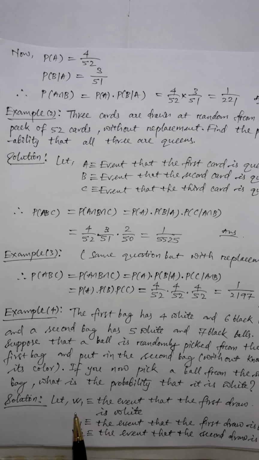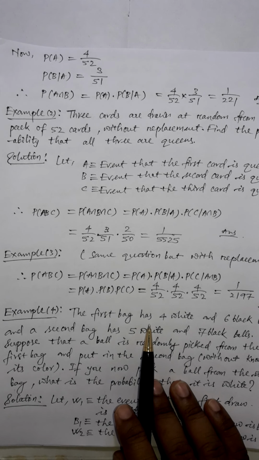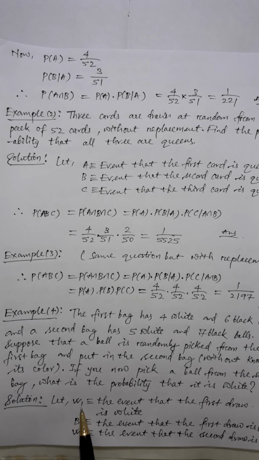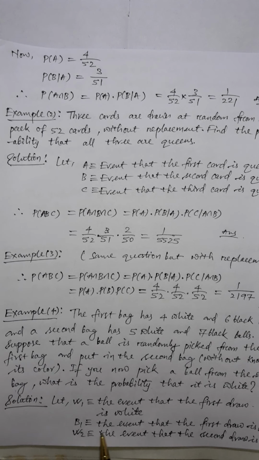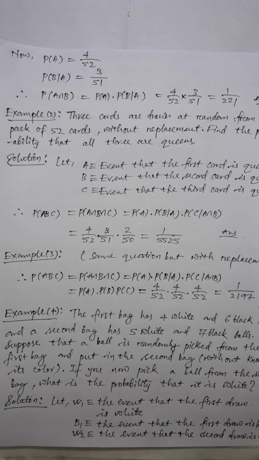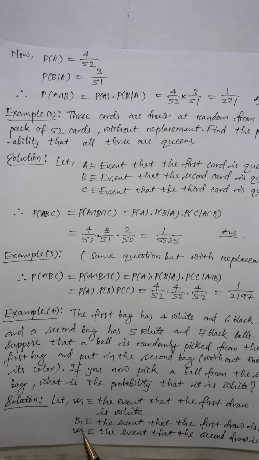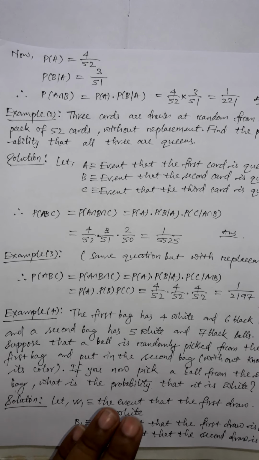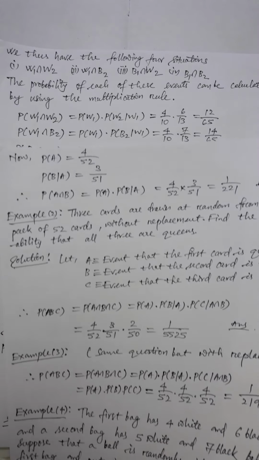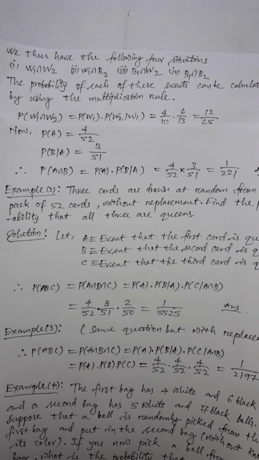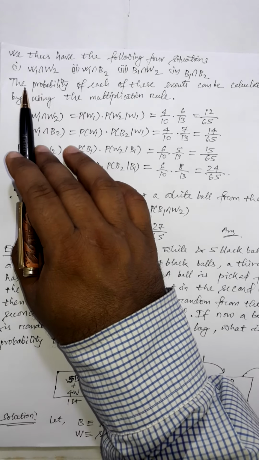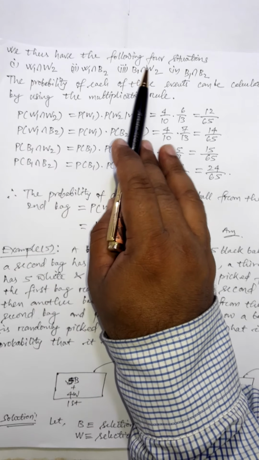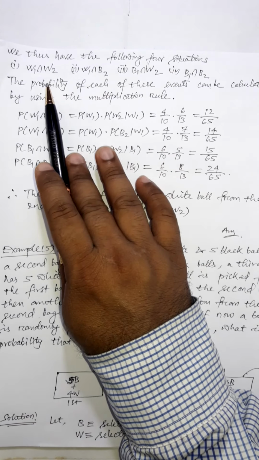Okay friends, so for that let's first of all name some events which will be required here. Let W1 be the event that the first draw is a white ball. B1 is the event that the first draw is a black ball. W2 is the event that the second draw is a white ball, and B2 be the event that the second draw is a black ball. So in this way we have the 4 situations as follows.